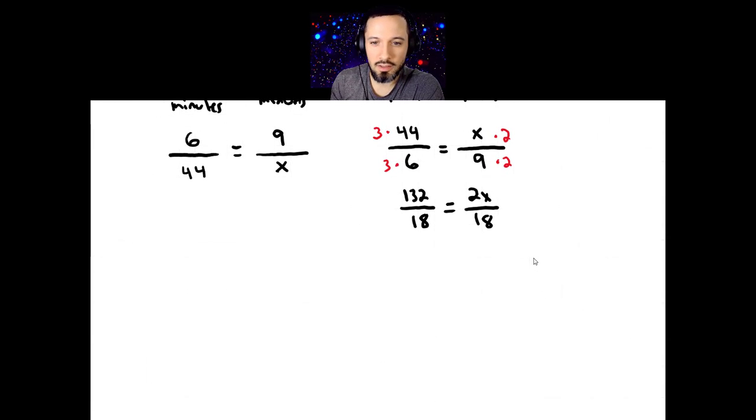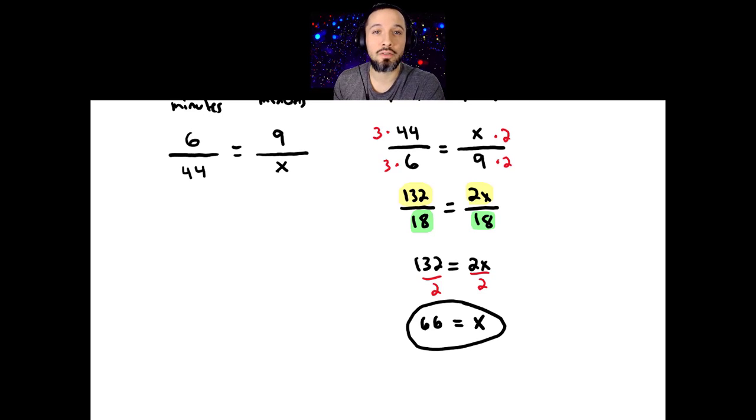Next, we're dealing with equivalent fractions, meaning you can see the denominators match up. If that's true, the numerators have to match up too, which means I could write a new equation saying that 132 has to be equal to 2x if in fact those two fractions are going to be equal to each other. Now to solve it, I'm just going to divide both sides by 2. And I get x equals half of 132, which simplifies to 66. And that's all there is to solving this proportion.